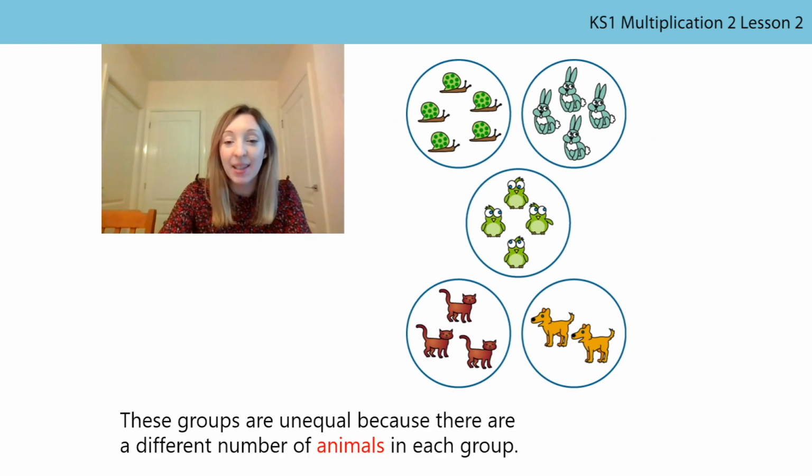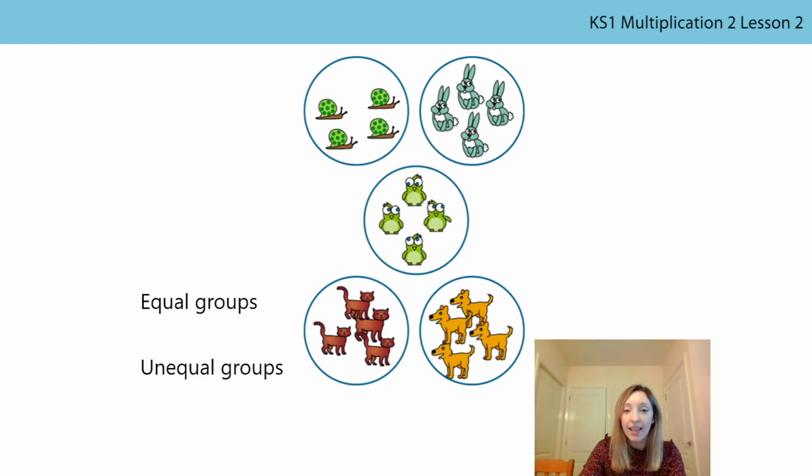Excellent. Can you say the sentence with me? These groups are unequal because there are a different number of animals in each group. Brilliant. Look at these groups carefully. Are these groups of animals equal or unequal? What do you think? Does it matter that there are a different type of animals in each group? No, that's right, it doesn't matter, does it? What matters is the number of animals in each group. If there's the same number of animals in each group, then the groups are equal. But if there's a different number of animals in each group, then the groups are unequal.